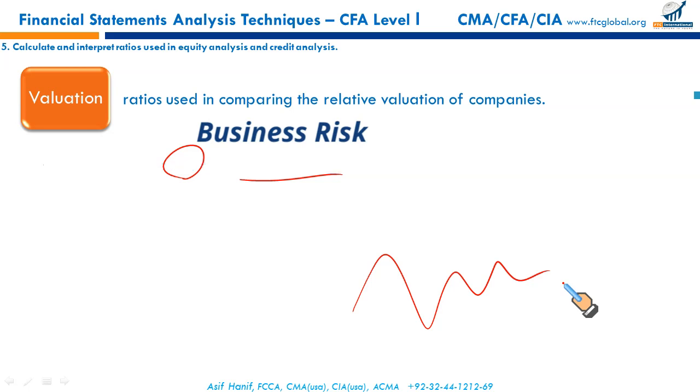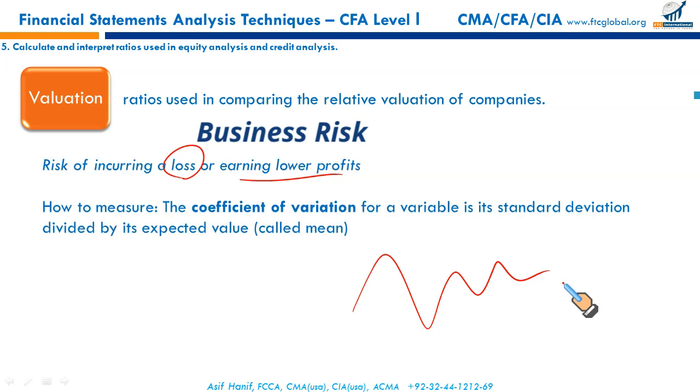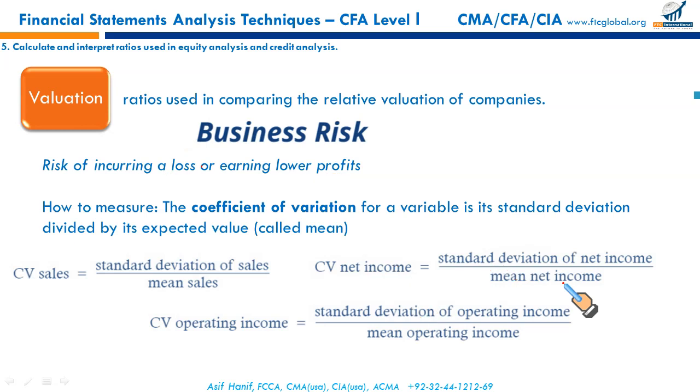So, business risk is volatility in your earnings, volatility in your net incomes, and this is how we can calculate volatility in your sales, volatility in your income, in your operating income. Coefficient of variation, I'm sure you remember from statistics. So coefficient of variation of sales is standard deviation of sales, volatility in sales, divided by average sales. If the number is higher, it means the sales are variable, volatile.